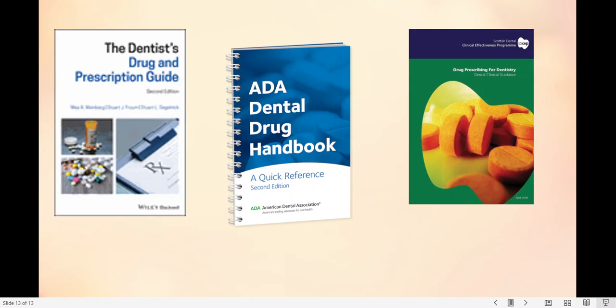Now, these are some references that you can use to help you in drug prescribing within the dental settings. They are very useful, and you can refer to them for further information about dental prescribing.